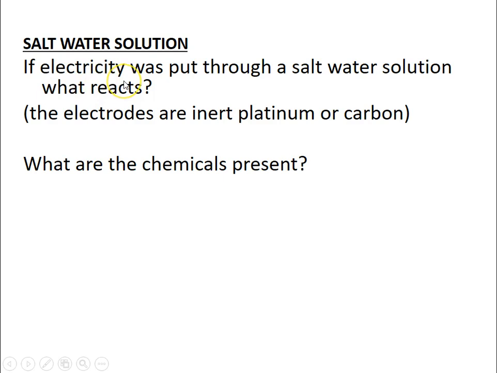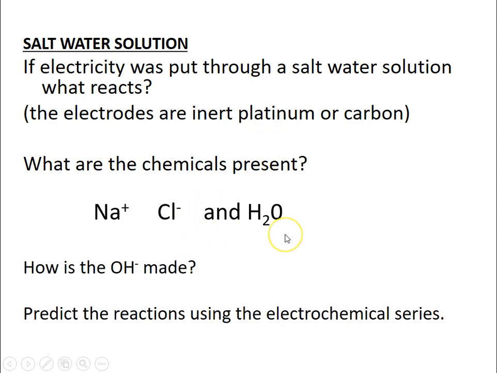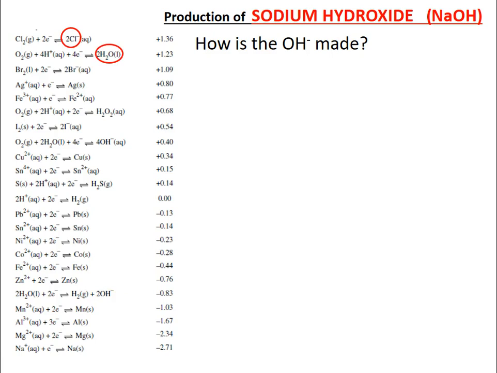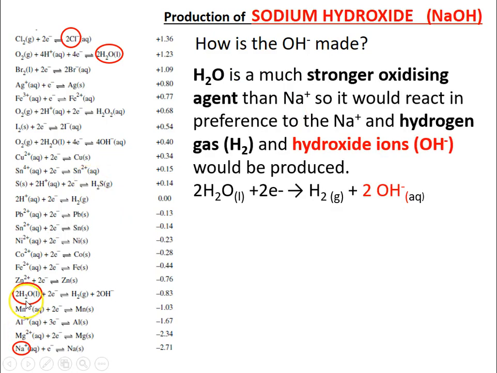So to make sodium hydroxide and chlorine, you use a salt water solution and inert electrodes, platinum or carbon. So the chemicals present are only sodium ions, chloride ions and water. We need to look at the electrochemical series and work out how the hydroxide is made. If you find them, you've got chloride ions here, sodium ions down the bottom here, and water here as well. So we've got water on both sides. If we have a look at the oxidizing agents, the water is a stronger oxidizing agent than the sodium, so it undergoes reduction first. In preference, it produces hydrogen gas and hydroxide ions. So already we've got one of the things that we wanted, sodium hydroxide produced. Nothing happens to the sodium ions, they don't react, so they're left there, and hydroxide ions are formed in these sleeves.